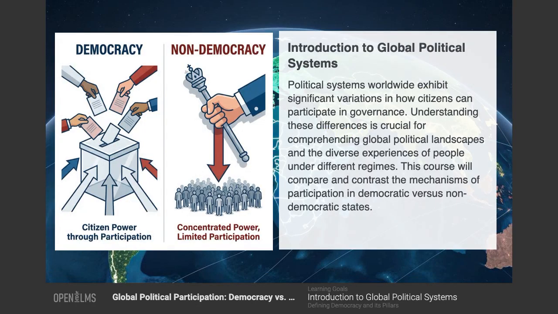Introduction to global political systems. Political systems worldwide exhibit significant variations in how citizens can participate in governance. Understanding these differences is crucial for comprehending global political landscapes and the diverse experiences of people under different regimes. This course will compare and contrast the mechanisms of participation in democratic versus non-democratic states.